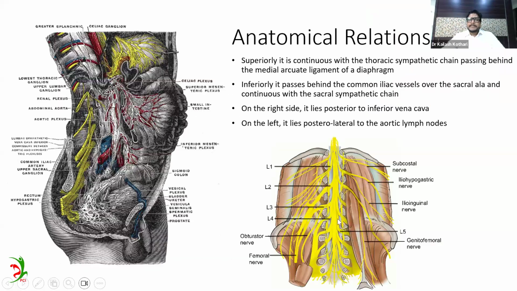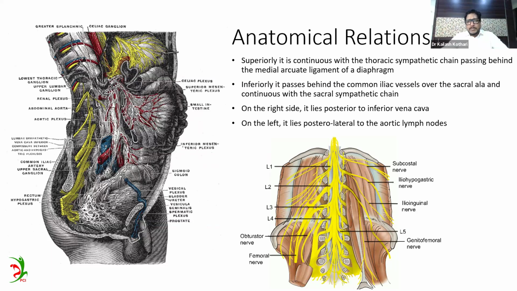And anatomically, superiorly it is continuous with the thoracic sympathetic chain, and it passes behind the medial arcuate ligament of the diaphragm. Inferiorly, it passes behind the common iliac vessels over the sacral ala, and is continuous with the sacral sympathetic chain or superior hypogastric chain. On the right side, it lies posterior to the inferior vena cava.